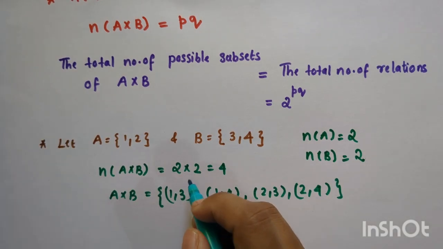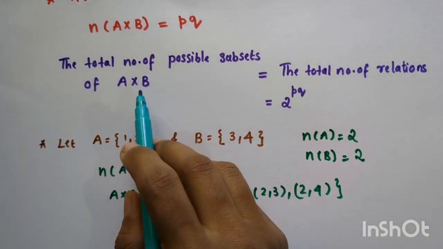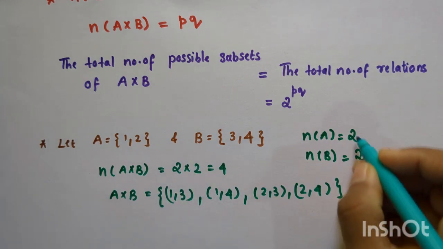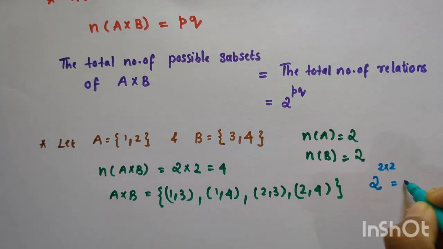Then the number of possible subsets of A cross B is 2 raised to P into Q, that is 2 raised to 2 into 2, which is 2 raised to 4. That will be 16. Similarly, the number of relations will also be 2 raised to 4.